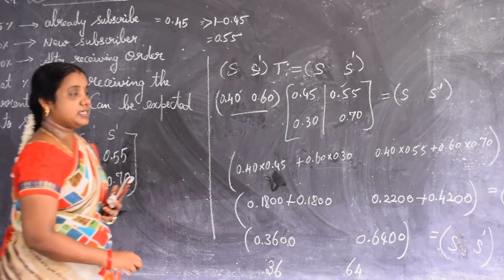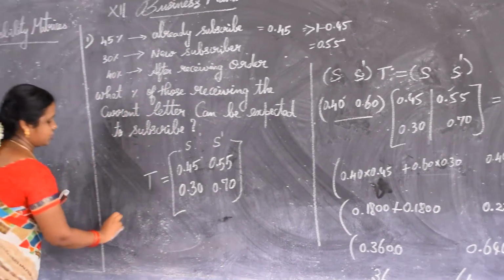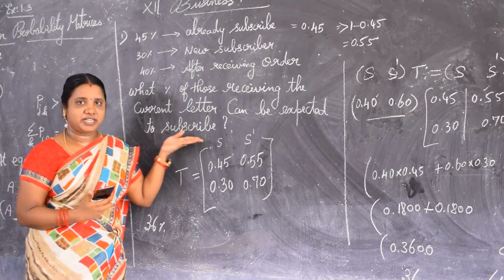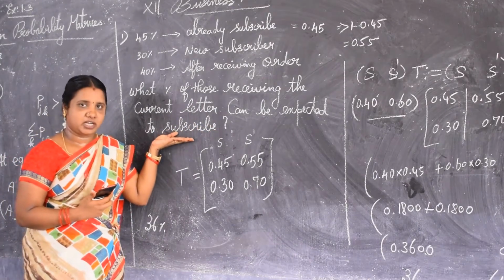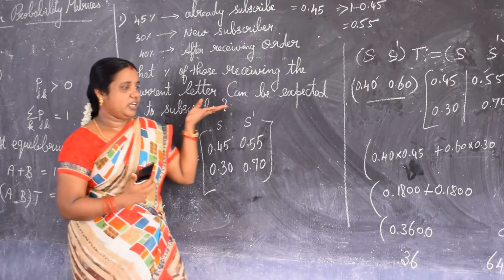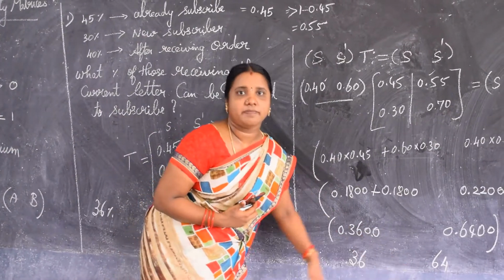So our answer is 36% of those receiving the letter can be expected to subscribe. Here they have asked only about subscribe, so you have to write this 36%. Now if they had asked not subscribe, what should you do? You have to write this one, 64%.